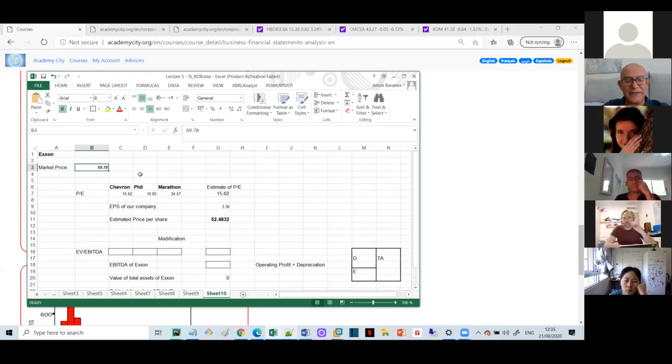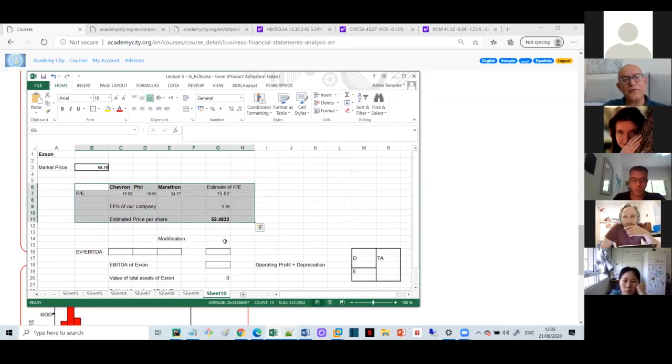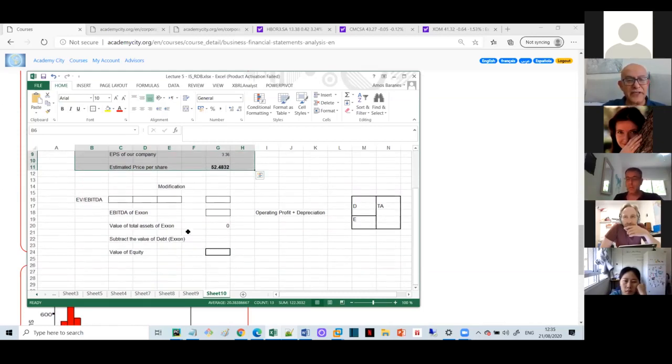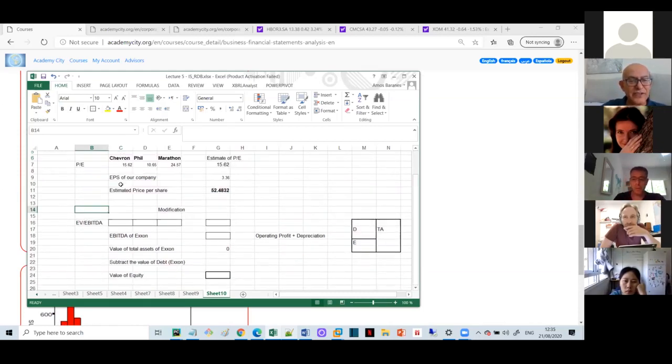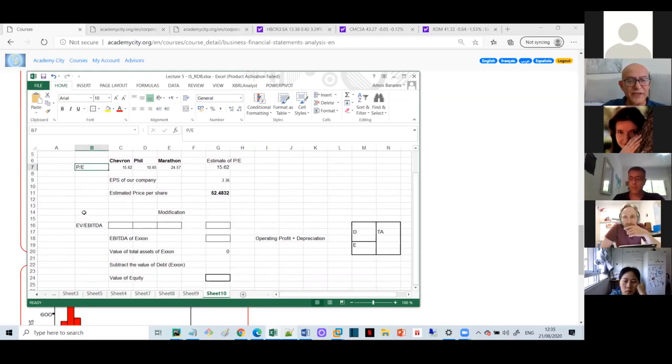So this is what we have in the stock exchange, we see it's being traded for almost $70. Is that right? Yes. Okay, so what are we trying to do? We did one method, we used the relative valuation, we used P over E. Now we're trying to do the same thing, but instead of using the ratio of P over E, we want to use a different ratio.